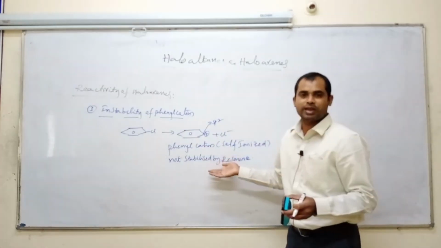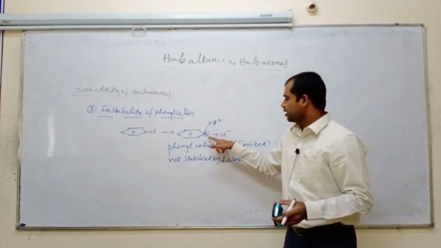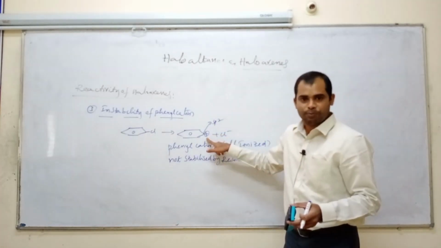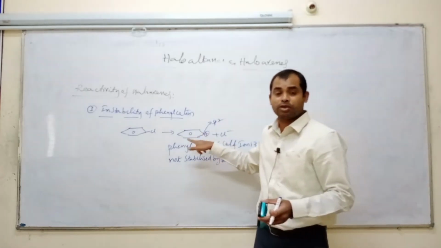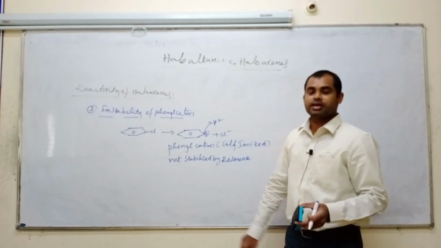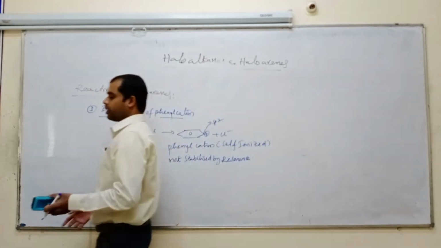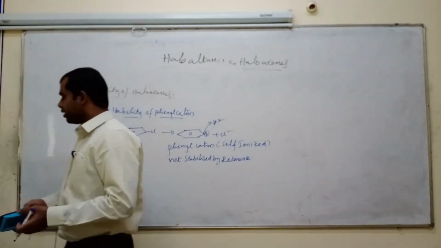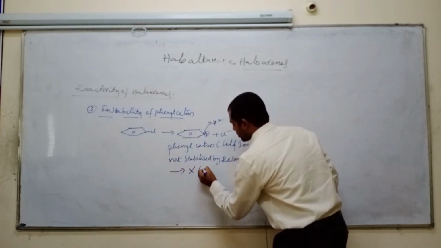So this instability of phenyl cation, which does not form resonance, is because the positively charged carbon is sp2 hybridized and perpendicular to the phenyl ring. That is the reason it does not form resonance. So this phenyl cation is unstabilized. So what happened because of that? They do not undergo SN1 reaction.